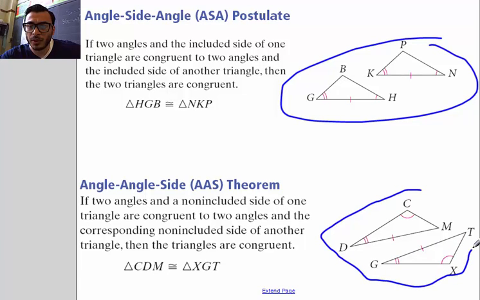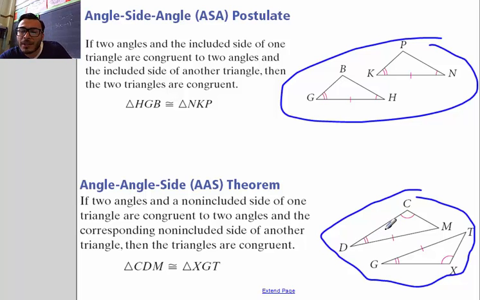And the difference between this one and angle side angle is that here the side is not included. If you look at the angle side angle postulate, the side is included right between the 2 angles. Here it's not included, it's not between the 2 angles. So by included I mean in between. That's what it means. Don't get thrown off by that word.